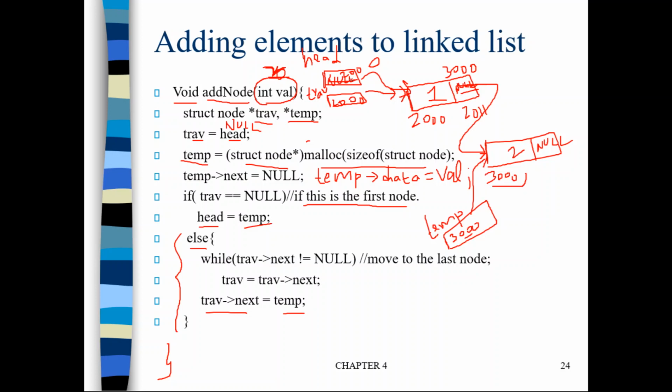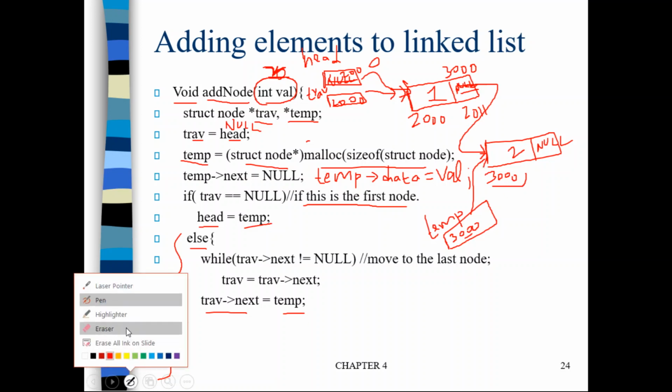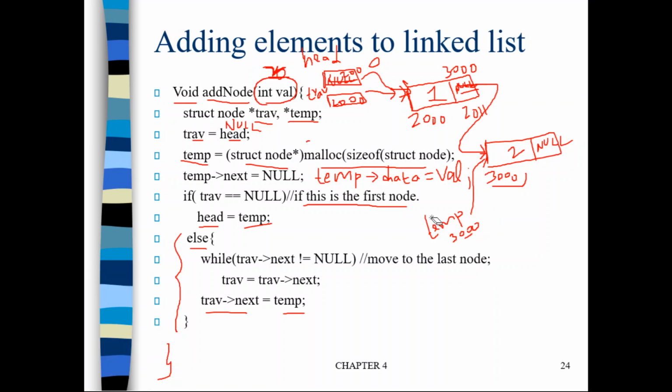So head is pointing to the first node. Traverse is equal to head, so traverse is also now pointing to the first node again. Then we create a new node. Now temp is not pointing to the old node; we are creating one more new node, the third node, by using temp is equal to struct node star malloc size of struct node. This will create a new node with a data part and a pointer part, and temp will refer there.